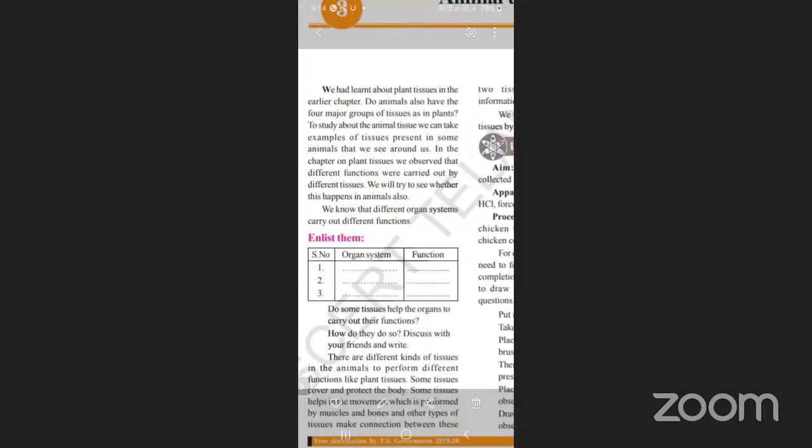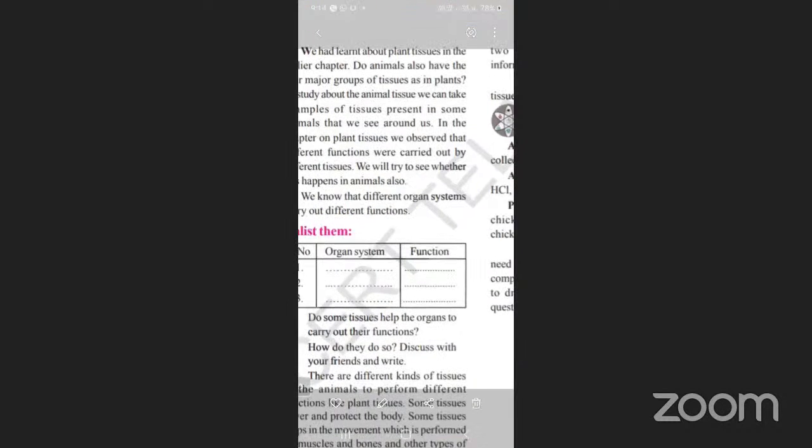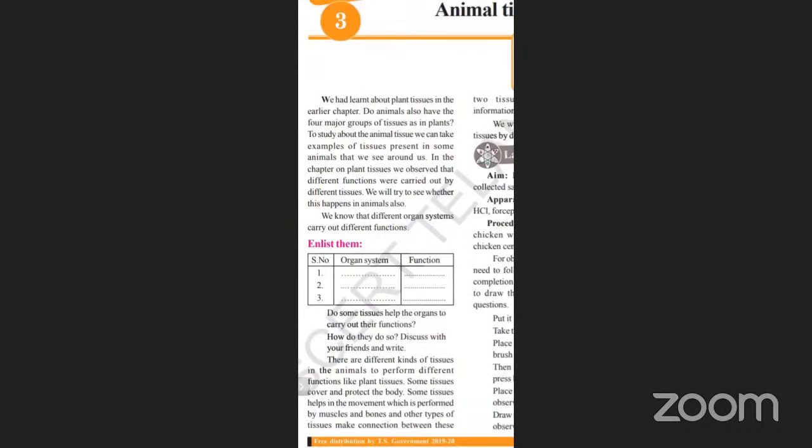As you know, what is tissue? Tissue is a group of cells similar in structure and function. So here, some tissues cover and protect the body.